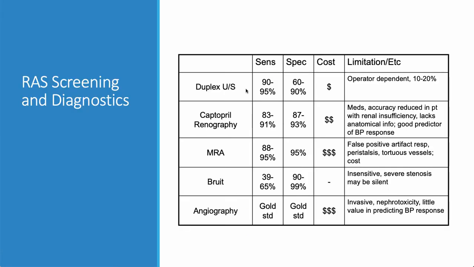So the way we screen is with highly sensitive tests, and so you can see that just hearing a bruit is poorly sensitive. The gold standard is angiography, but we get a very good sense with renal duplex imaging and with MRA or magnetic resonance angiography of the kidneys.